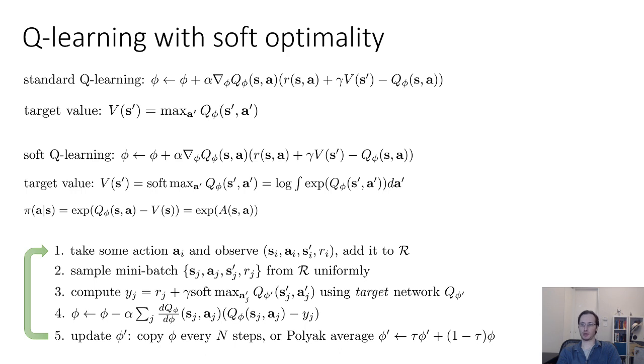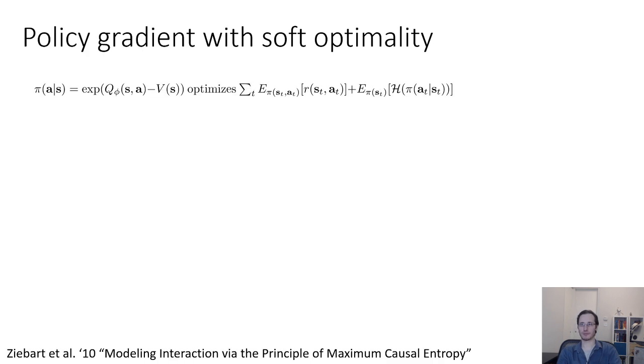We take some action and observe Si, Ai, Si prime, Ri, added to our buffer, sample a mini batch from our buffer, and then we compute a target value where the only difference is that instead of taking a max over the Q value at the next time step, now we take a soft max. But then just like before, we update our Q function to take a regression step to improve our fit to the target value, and we lazily update our target network parameters. So everything is exactly the same except for the use of the softmax.